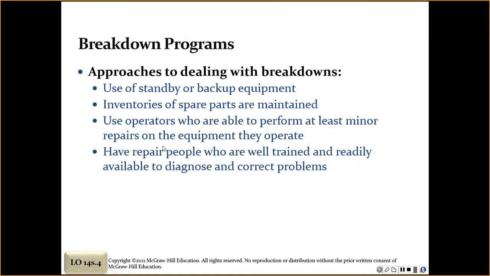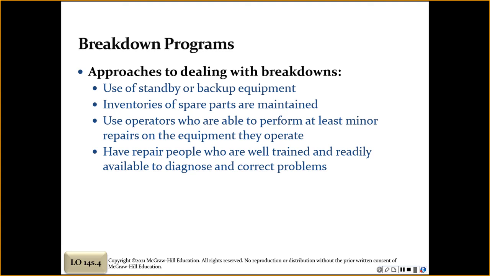Unlike preventive maintenance, management can't schedule breakdowns, so they deal with them on an irregular basis. So if a breakdown happens, they'll deal with it when it happens. Some of the approaches to dealing with breakdowns include the use of standby or backup equipment. With computer systems, that's usually where they definitely try to use a standby or backup system. So if the primary system goes down, it'll fail over or switch over to the backup computer system.